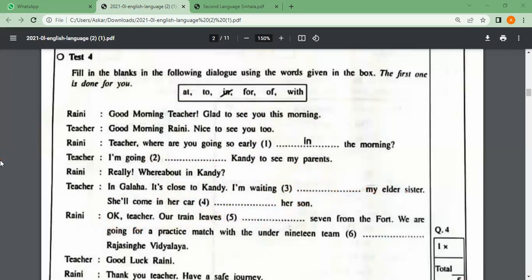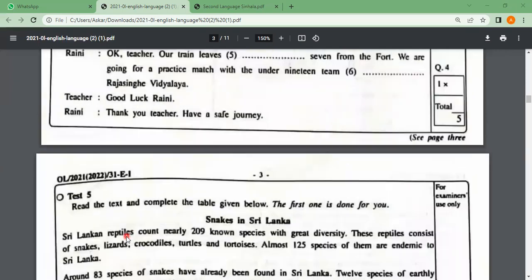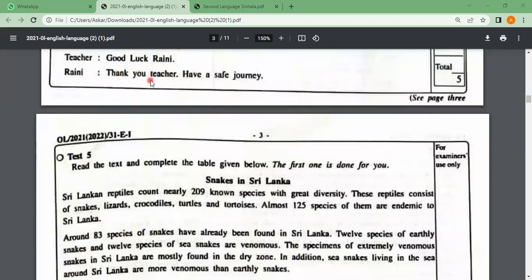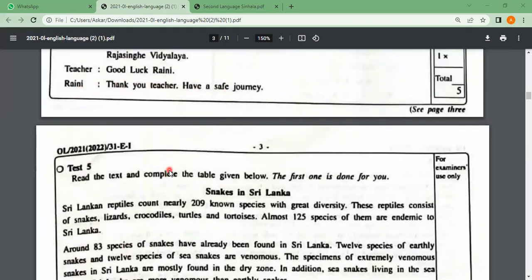Rainy is saying, "Okay teacher, our train leaves dash 7 from the fort. We are going for a practice match with the under 19 team dash Rajasingha Vidyalaya." So our train leaves at 7 from the fort. We are going for a practice match with the under 19 team of Rajasingha Vidyalaya. So the teacher is saying, "Good luck Rainy." Rainy says, "Thank you teacher." "Have a safe journey." Now I will write it.